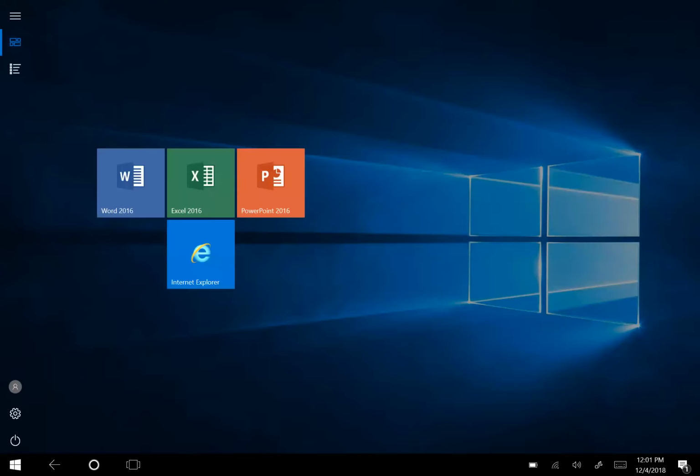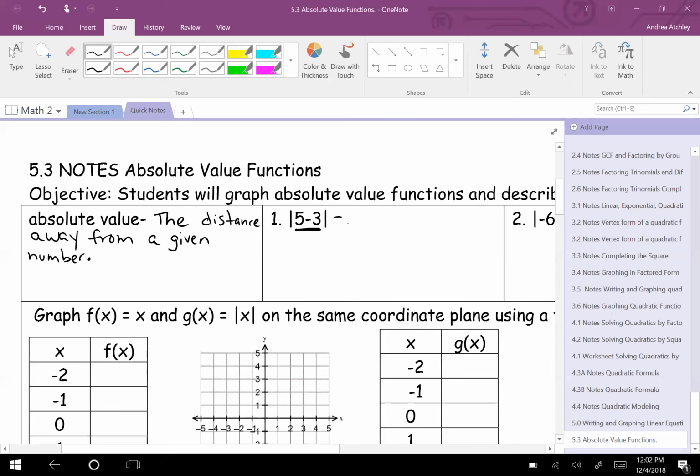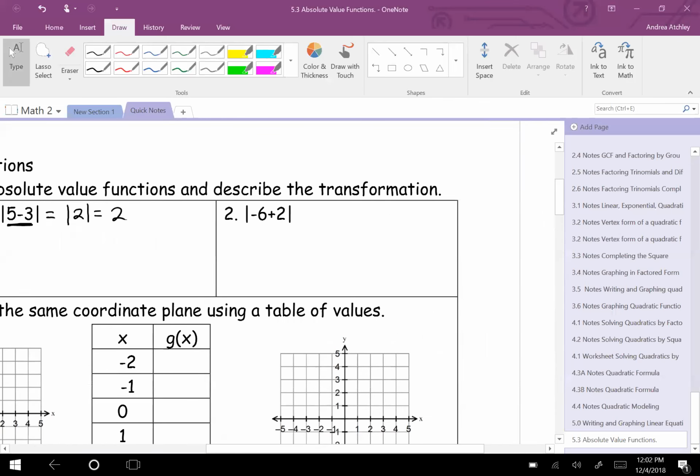Okay, so the absolute value signs are kind of like grouping symbols. So you do the math in here first, then take the absolute value. So 5 minus 3 is the absolute value of 2. And what's the distance of 2? 2. Same thing with number 2. -6 plus 2, we do the math here. Very good, -4. And what's the distance of -4? 4.